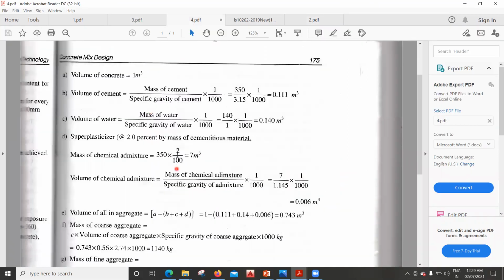So 2 divided by 100 into the mass of cement. The mass of cement is 350. Always we take this with respect to the cement. So do that. You are going to get 7 kg of chemical admixture.